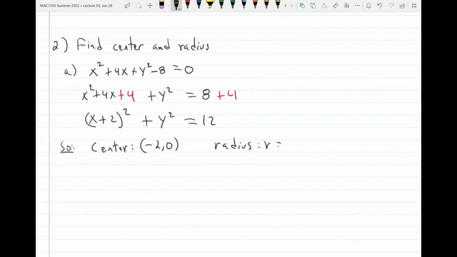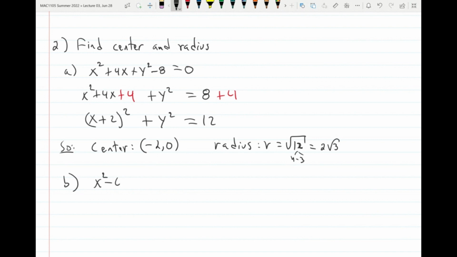What's the radius? Wait, no. Square root of 12. Square root of 12, which is? So you can think of this as 4 times 3. So 2 square root of 3. Do you understand this? Yeah. Let me give you one more. Now you try this one.